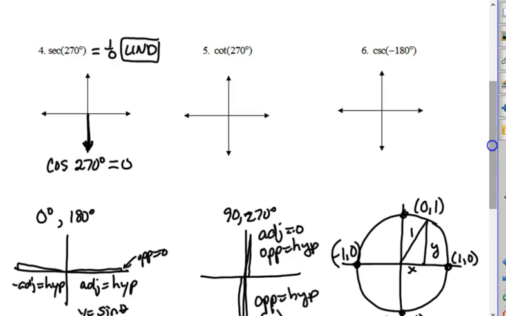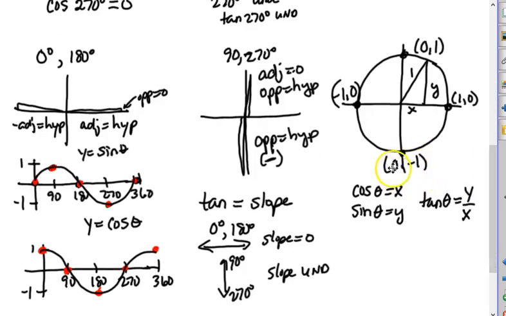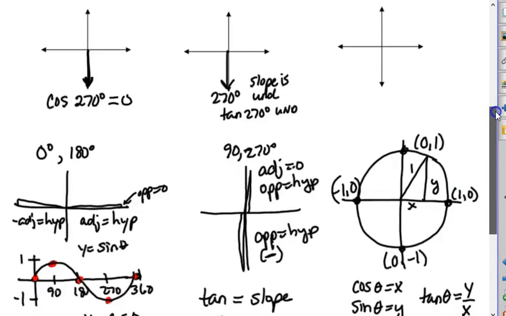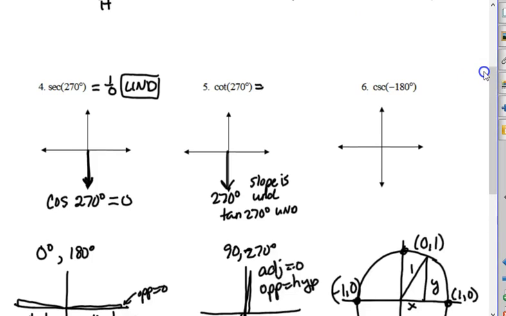Cotangent of 270, going straight down. This is vertical, so the slope is undefined. That means tangent of 270 is undefined. Or we can think of it as y over x, which is -1 over 0. So the reciprocal of that undefined is going to be 0. Reciprocal of undefined is 0.